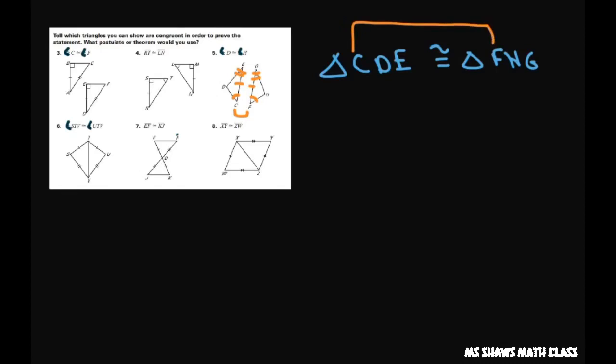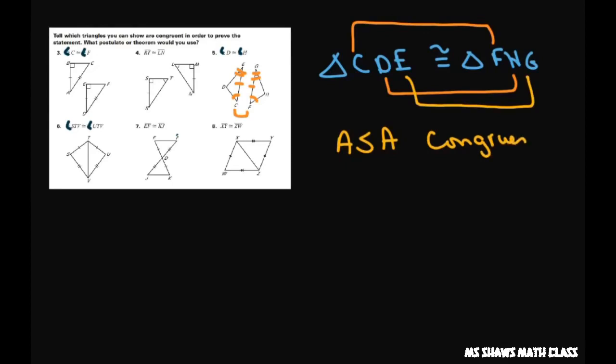So number 5, I'm going to show that triangle C, then DE, is congruent to triangle FHG, and that's going to be by, let's look at it here, angle, side, angle. Then we have angle, side, angle. So you notice the C and the F match, the D and the H match, and our E and G match. So again, that's your angle, side, angle, congruence postulate.